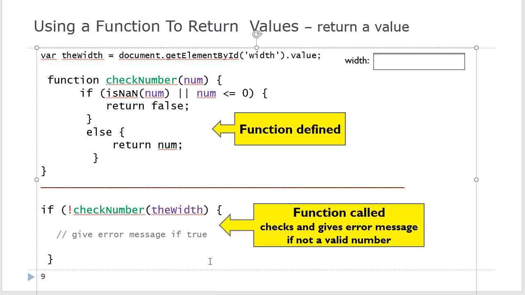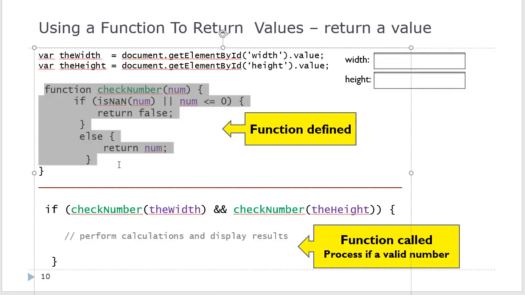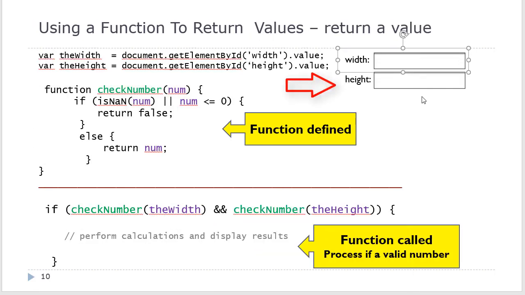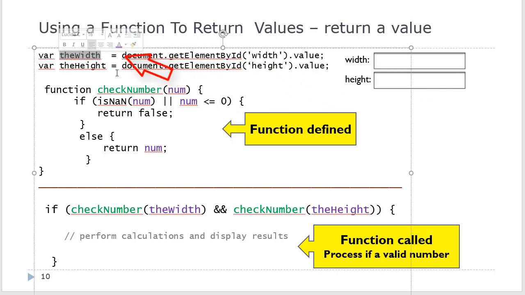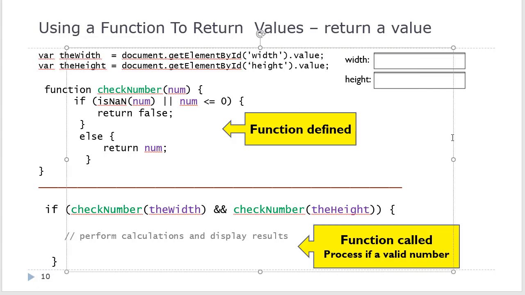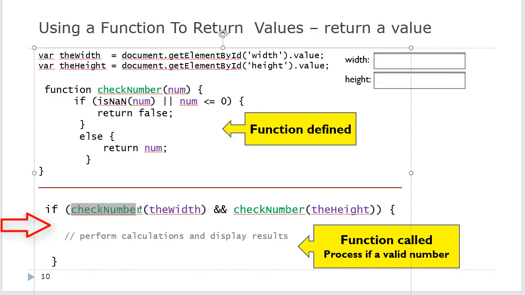All right, well then, how do we use that number? So here's our function again, and now we have two text boxes. We have the width and the height. So we have two variables, the width and the height. And we would have two functions checking to see if they're valid numbers. And once they pass the test and they are valid, meaning there are no more error messages, then we want to perform the calculations and write the result to the page. So how do we do that? We do that with our checkNumber function.